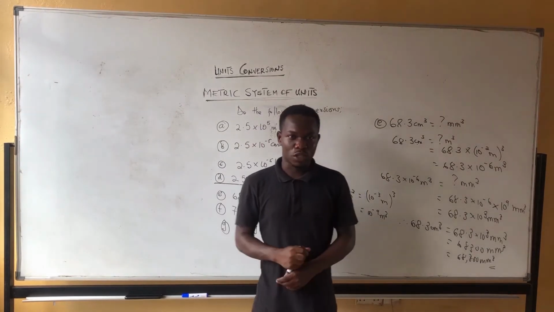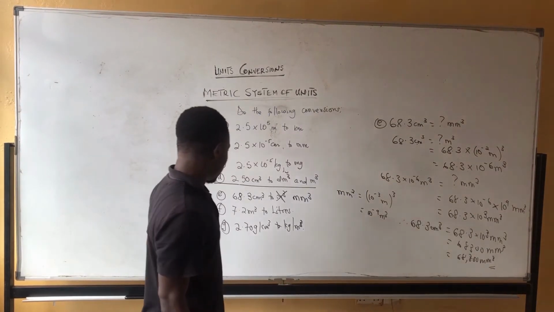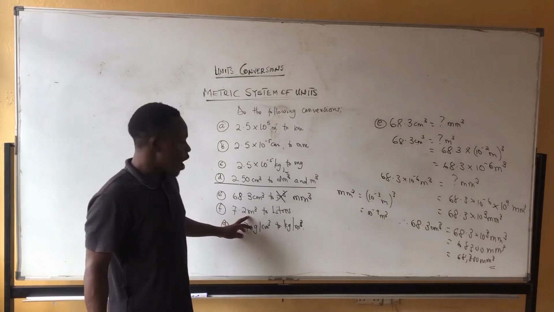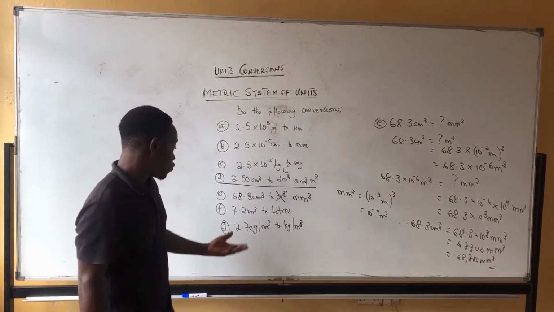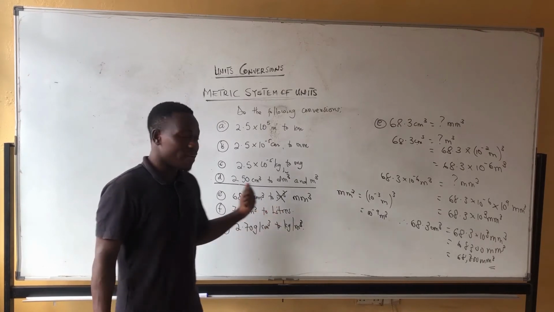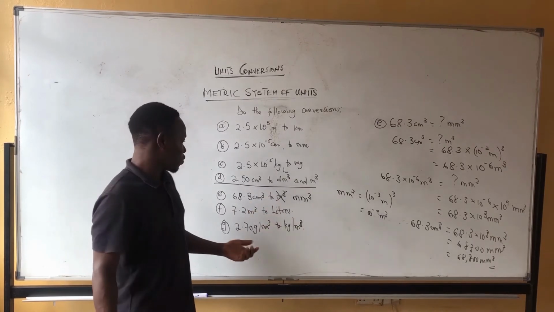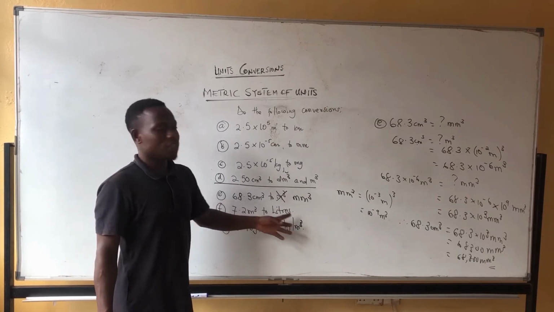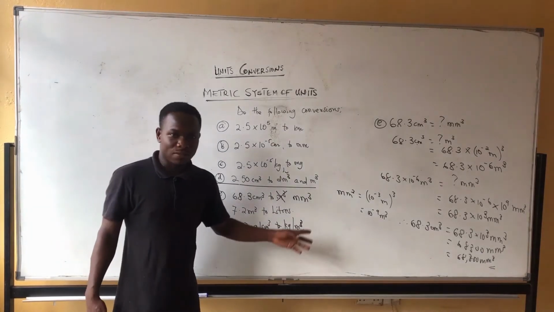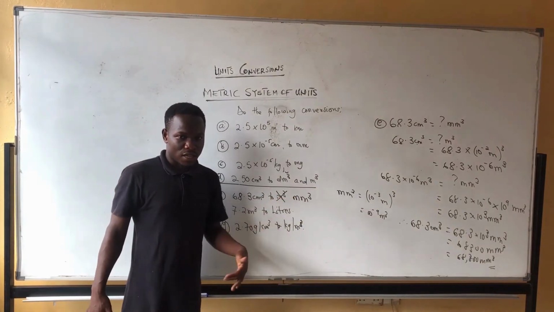Now we have two last questions to take. This: how do you convert 7.2 meter cube to liters? All you have to do is to know that, of course, 1 liter is the same as a decimeter cube. So all I'm asking you to do is to convert 7.2 meter cube to decimeter cube. Okay, I'll leave that as an exercise. You can leave your answers in the comment section.